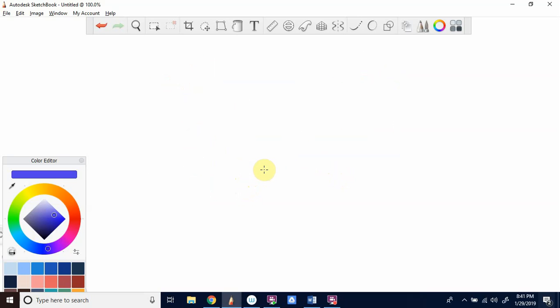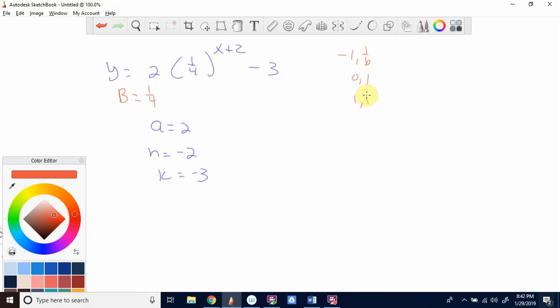Actually, B is a transformation. It's y equals 2 times (1/4) to the x plus 2, minus 3. So let's look at the transformation. a is 2, h is negative 2, k is negative 3. What is my b? Remember I said I'm making it capital at my base. It's 1/4. Okay, so remember it's (-1, 1/b), (0, 1), and (1, b). So our points are (-1, 1 over 1/4 which is 4), (0, 1), and (1, 1/4).